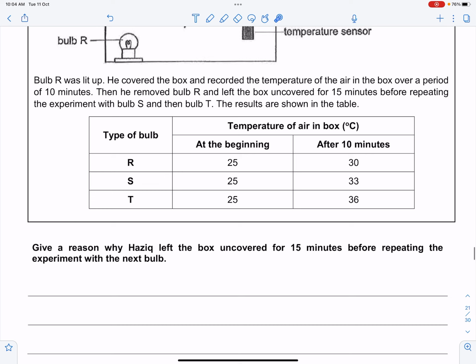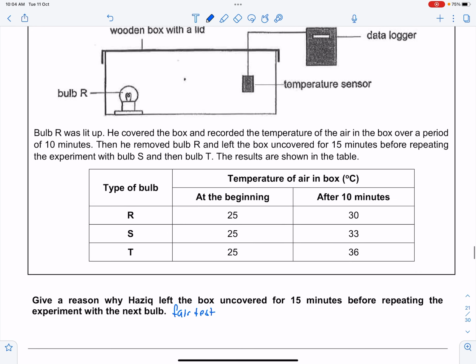So give a reason why Haziq left the box uncovered for 15 minutes before repeating the experiment with the next bulb. This is actually a fair test question. A fairly common fair test question. So the whole idea now is, remember I told you, you should flip the question. What happens if you don't wait for the 15 minutes? If you don't wait for the 15 minutes, you would see that after 30 minutes the temperature of R is at 30 degrees, correct? And straight away you put in S. What will be the starting temperature? Instead of 25, it will be 30. So then you realize that the starting temperature is not the same.